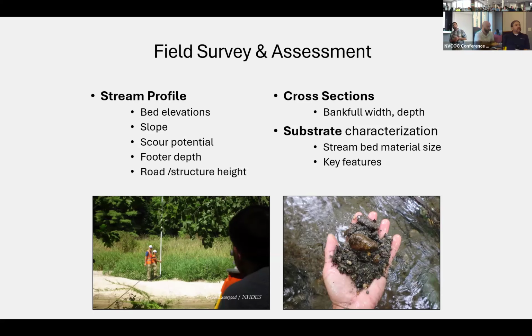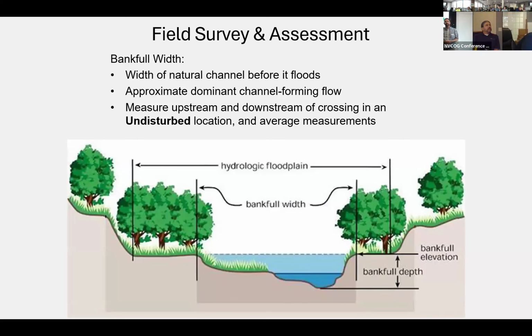It should involve a detailed stream profile survey that gets the bed elevations and helps you indicate the slope of the stream channel. It helps you estimate the scour potential after you have a good profile, how deep the river could scour. That helps you plan your footer depths for new structures, and you should also capture the road structure height. You also want to do multiple cross sections to get the bankfull width of the channel and the depth of that, and also characterize the sediment with pebble counts and measuring key features. I'll talk a little bit more about that.